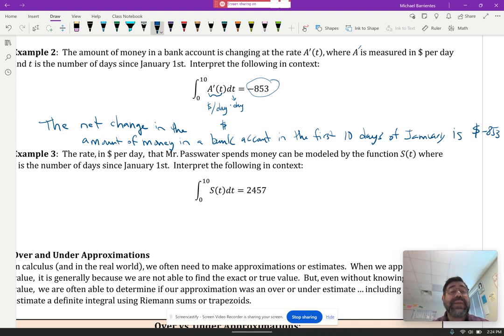But the idea here is that the account is measuring money coming in and money going out, so it's positive and it's negative. So the net change in the amount of money in the account in the first 10 days of January is negative $853. Meaning there could have been money coming in, there had to be money going out, but at the end of the 10 days, I have negative $853. That's the net change. That was the result of all the changes that happened.